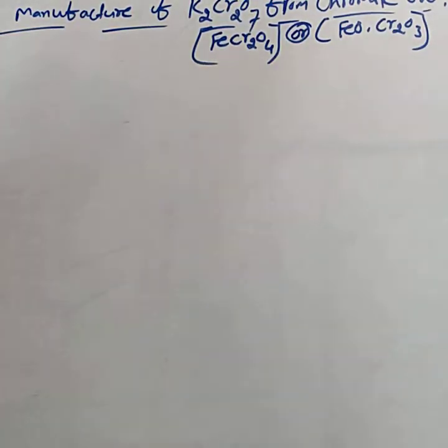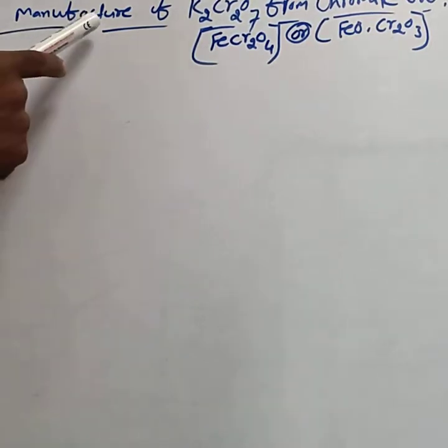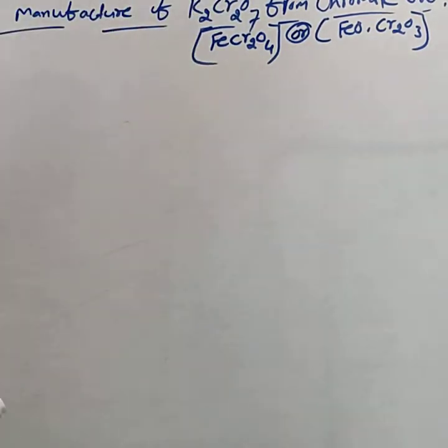Hello students, in this class we study the next very most important question. There are two manufacturers, two preparations. One is the manufacture of potassium dichromate from chromite ore. The second one is the manufacture of potassium permanganate from pyrolusite. Out of these two, definitely they can ask one question. First, consider the manufacture of potassium dichromate from chromite ore.